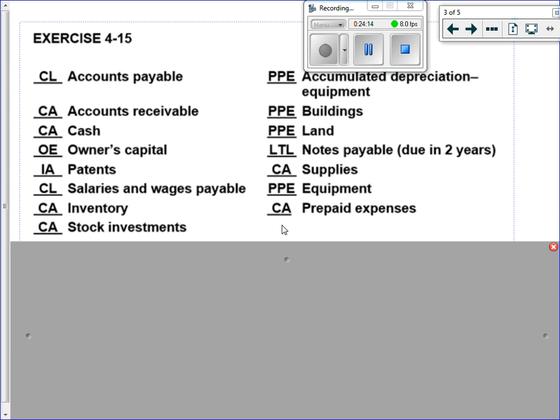Stock investments. Now, this one was kind of tricky because you see the word investment, you think long-term investment. But you were going to get paid within 7 months or something. You're going to sell them within 7 months, so you'll turn that into cash. So that 1 year breaking point is very pivotal between current and long-term.